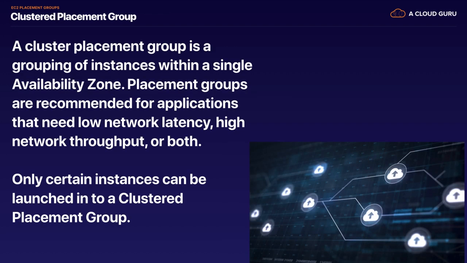We'll start off with the easiest. A clustered placement group is basically a grouping of instances within a single availability zone. Placement groups are recommended for applications that need low network latency, high network throughput, or both. So essentially, it's a way of putting your EC2 instances very close to each other so that you have very low network latency and very high network throughput. So that's all it is. It's a way of grouping your EC2 instances very close together within a single availability zone. And only certain instances can be launched into a clustered placement group.